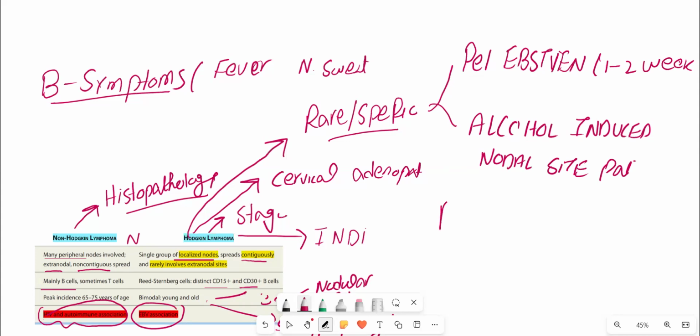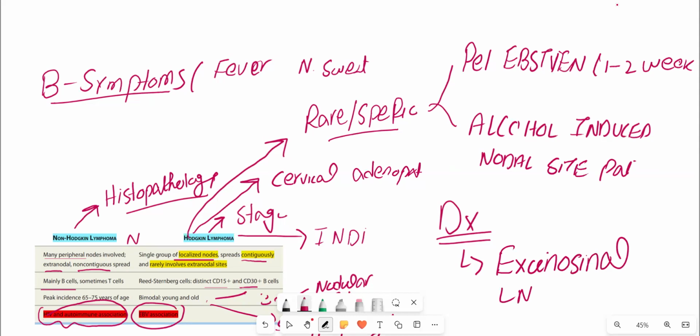The diagnostic investigation for lymphoma is excisional lymph node biopsy. Excisional lymph node biopsy is the best initial investigation for the diagnosis of lymphoma.